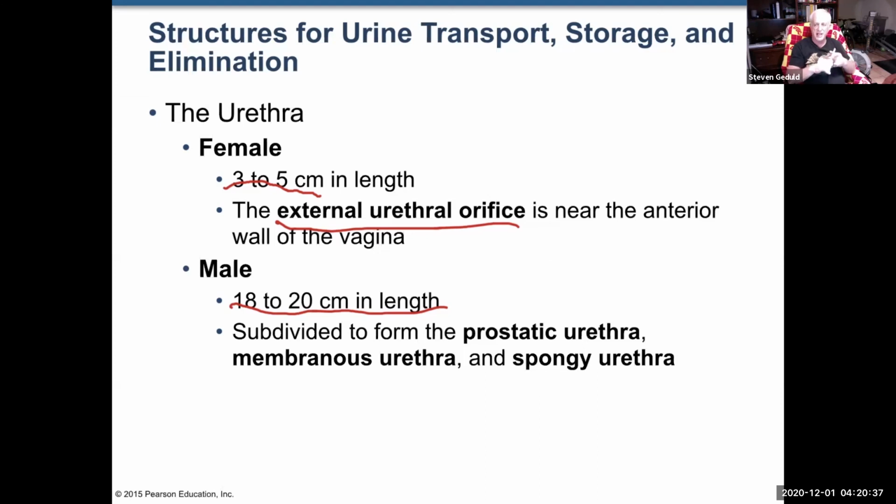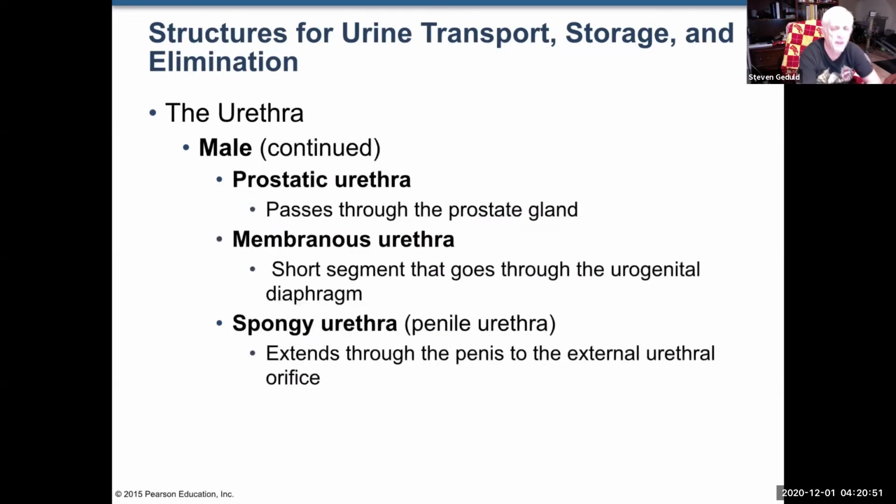Males have a prostatic urethra, a membranous urethra, and a spongy urethra. So there are 3 different divisions of the urethra in the males. There's only 1 urethra in females, and it's at least 4 times longer in males than females. In the male, when the urethra passes through the prostate gland, it's called the prostatic urethra. There's a short segment that goes through the urogenital diaphragm. That's your membranous urethra. And the spongy urethra goes through the penis and then through the external urethral orifice.